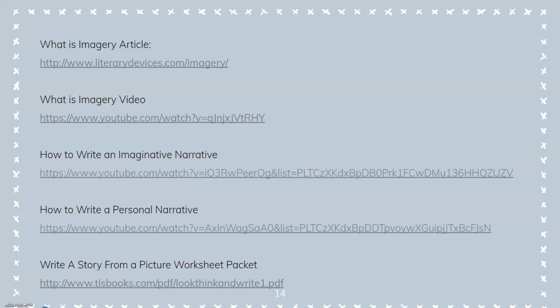So as you can see, the first one is an article about what is imagery. So if you're still a little bit confused, you can read that, or if you don't want to read anything, I also have a video link that you can watch that will teach you what imagery is. The third link is a YouTube playlist that will teach you how to write an imaginary narrative. The fourth link is also a YouTube playlist that will teach you how to write a personal narrative, so again, if you want to write about your own picture. And the last one is just a worksheet packet if you want to practice more of taking an image and transforming it into a story.